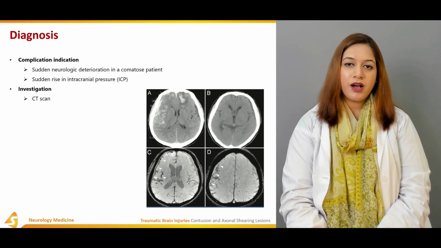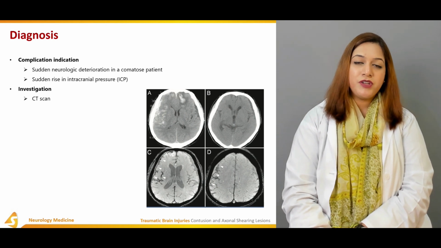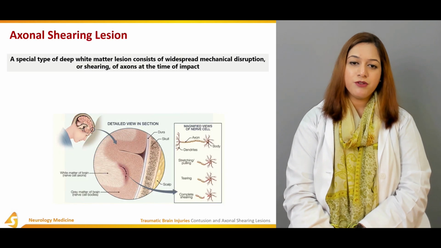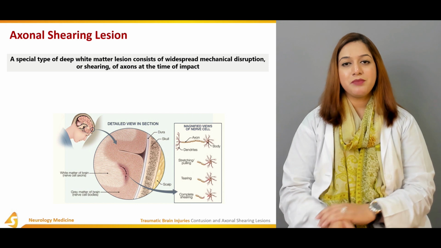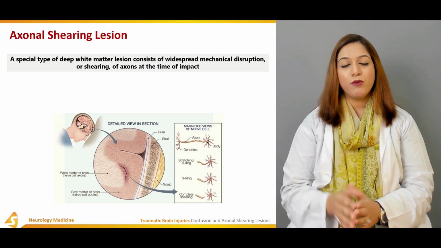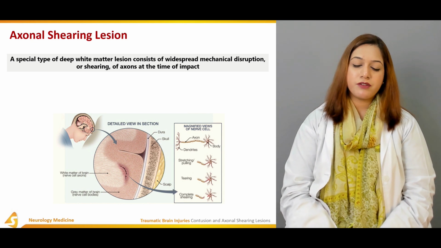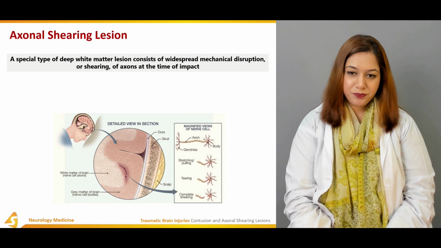Investigations are required to detect this problem. We should get a prompt CT scan in order to detect a deep cerebral hemorrhage. Now, what are axonal shearing lesions? These are basically a special type of deep white matter lesion that consists of widespread mechanical disruption or shearing of axons at the time of impact.